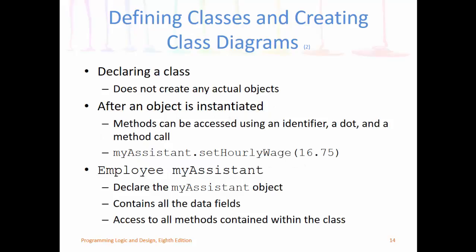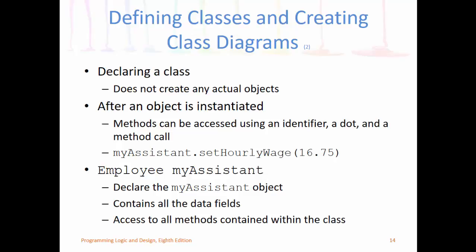Just declaring the class does not actually create an object. Remember, a class is like a blueprint, and drawing the blueprint of a house doesn't actually create a house. You have to use that blueprint or plan to build your house. So in programming, you instantiate objects based on the class definition.